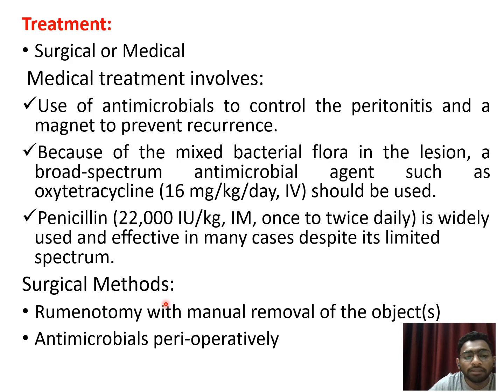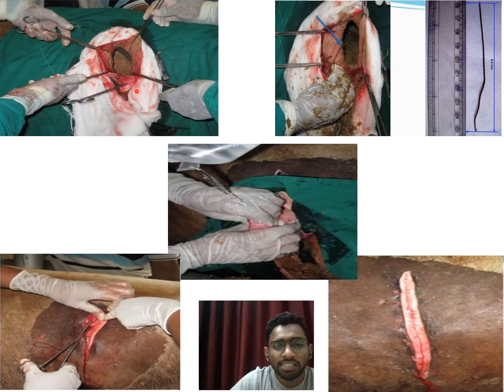And surgical method means cutting the skin of the cattle and removing the object. So you can see they have cut the skin of the cattle, and this is a metallic object which they removed, and again they wash with saline and stitch it back. Okay, this is a surgical method.